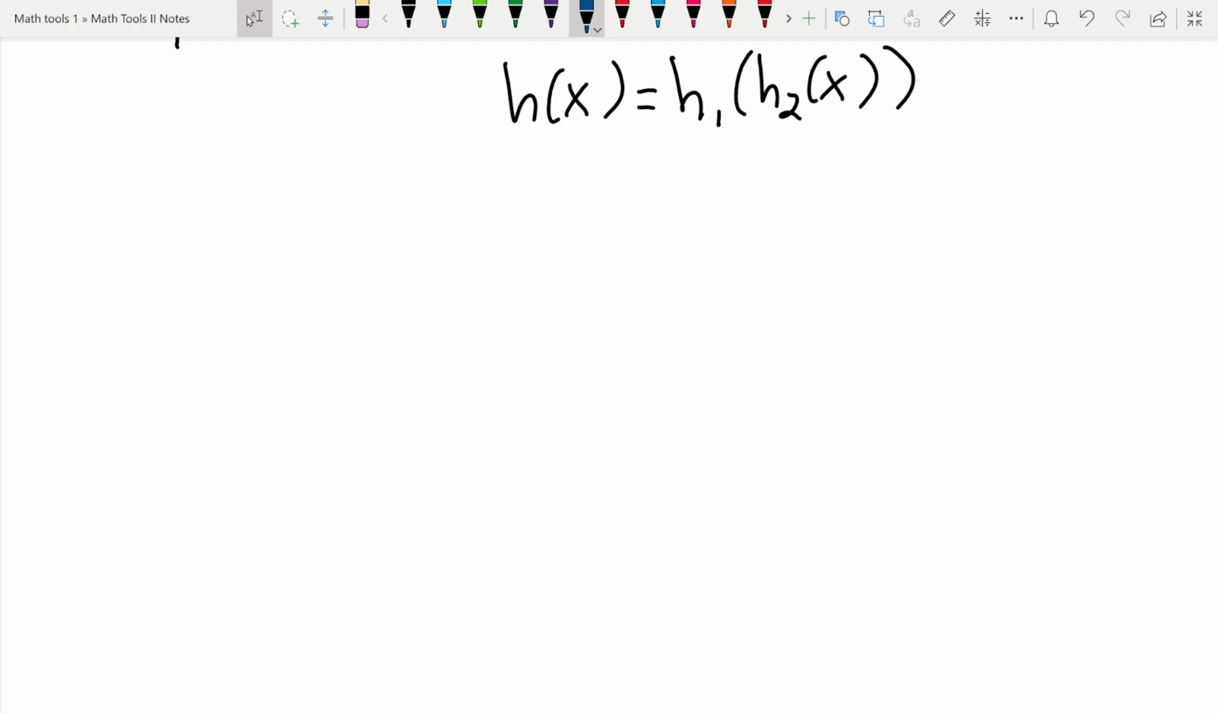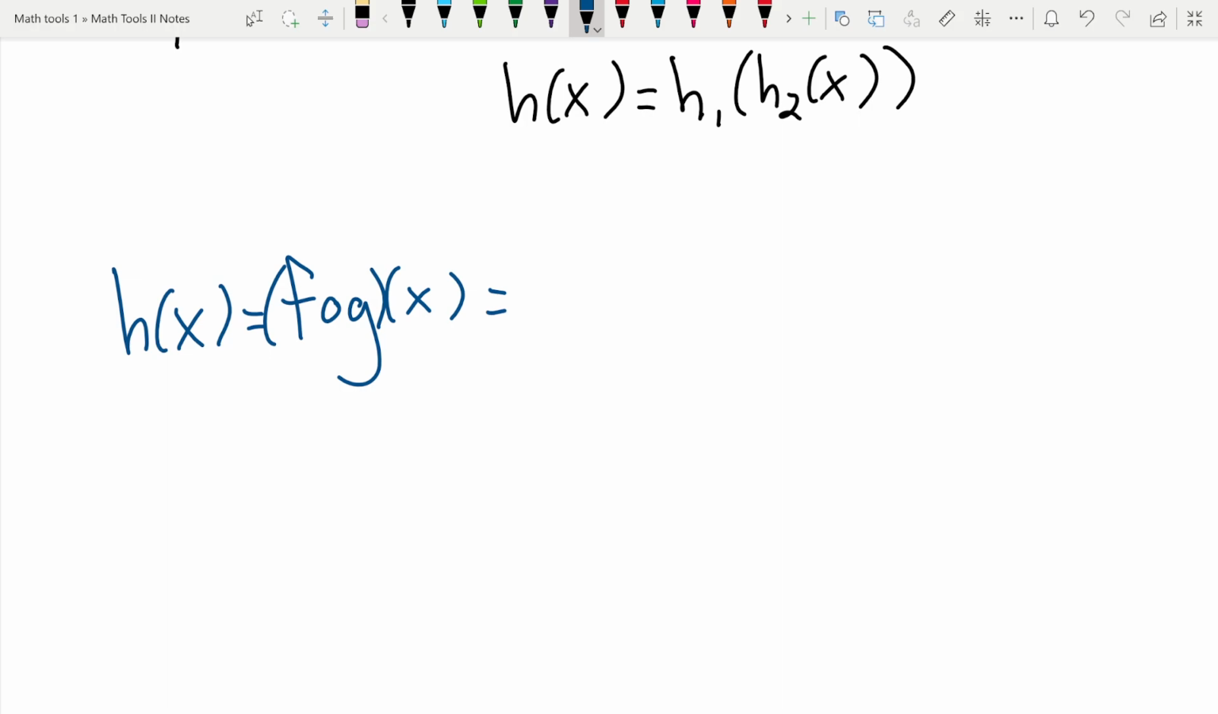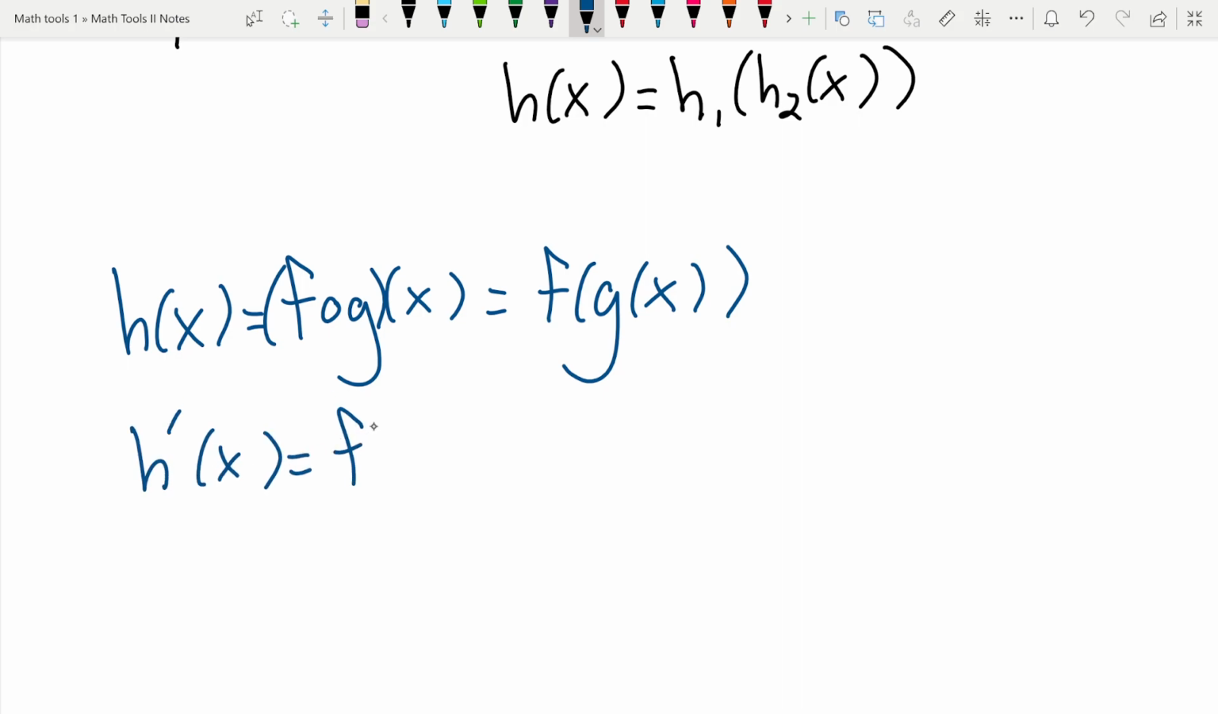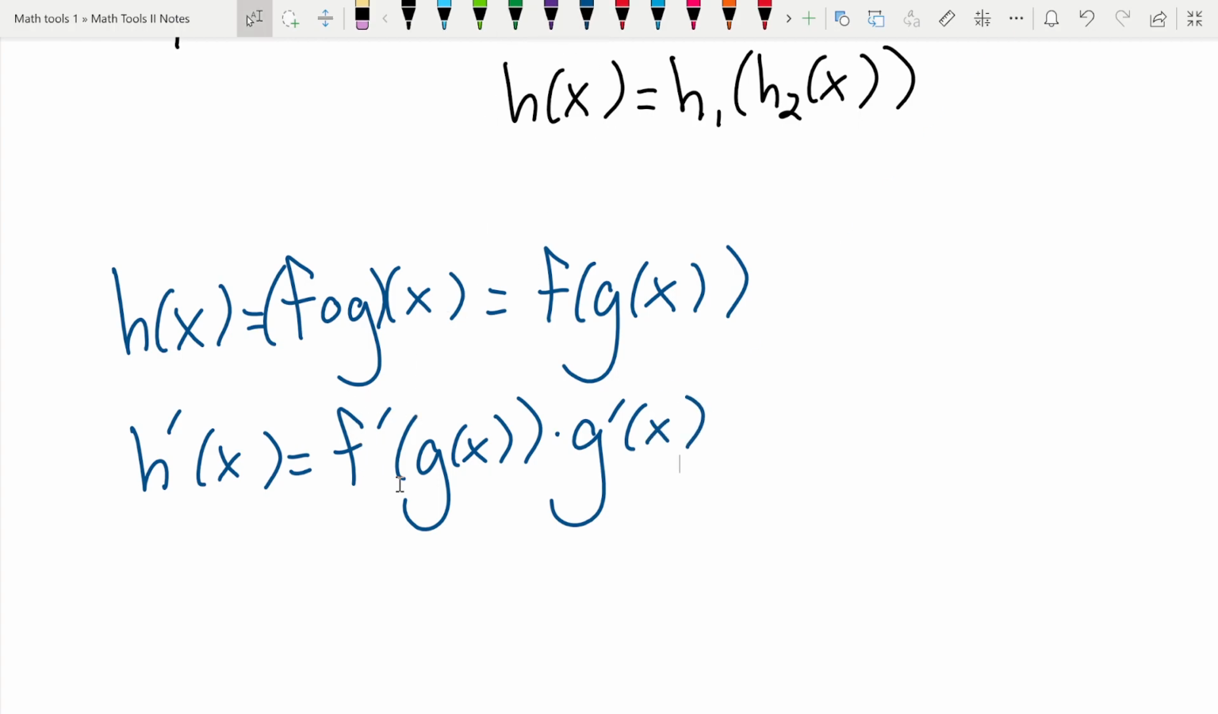So let's just look at some other h of x, which is equal to f of g of x, which is also written like this, f of g of x. Then the derivative h prime of x is given by f prime of g of x times g prime of x. So it's like the derivative of the outside times the derivative of the inside function.